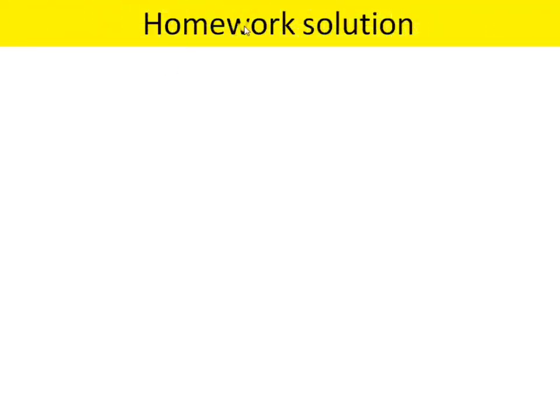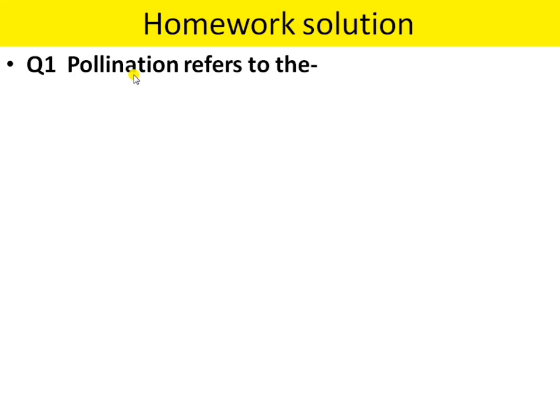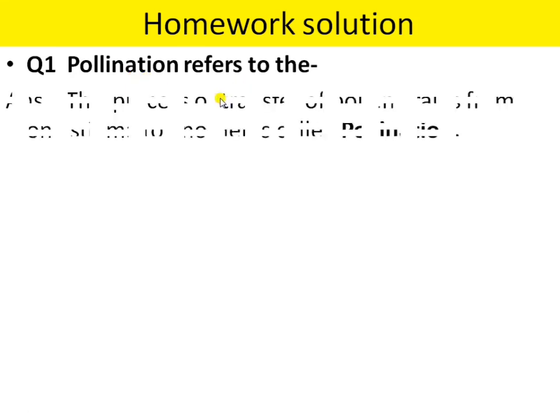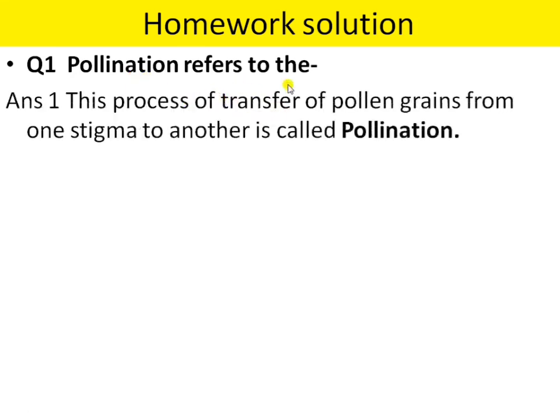Next is the homework solution of lecture number 2. The question is, what is pollination? Pollination is the process where the transfer of pollen grains from one stigma to another plant is called pollination. The process of pollen grains that land on the stigma of the same flower or a different flower is pollination.